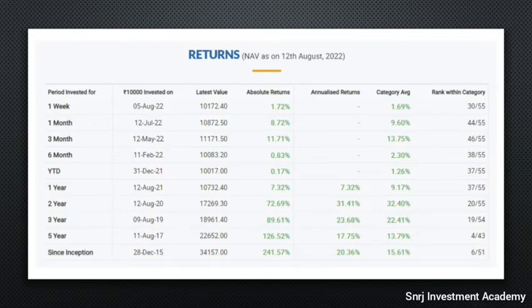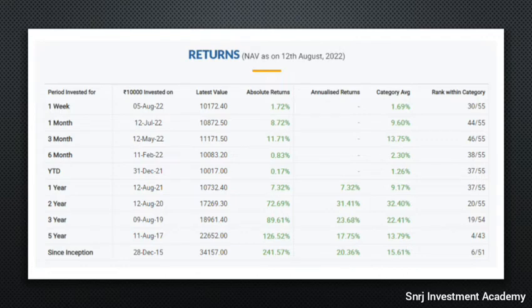These are the historic returns provided by the fund, and you can go through the annualized returns. Do not go for the absolute return. The annualized return for 1 year is 7.32 percentage, for 2 years it is 31.41 percentage, for 3 years 23.68, and for 5 years 17.75. We should take a long term view. Since inception they have given 20.36 percentage, and for 5 years 17.75 percentage.